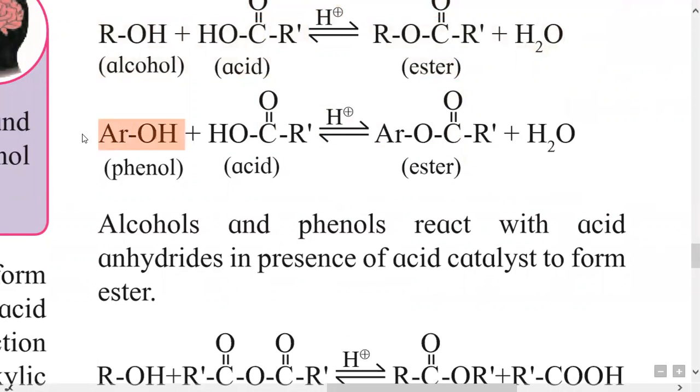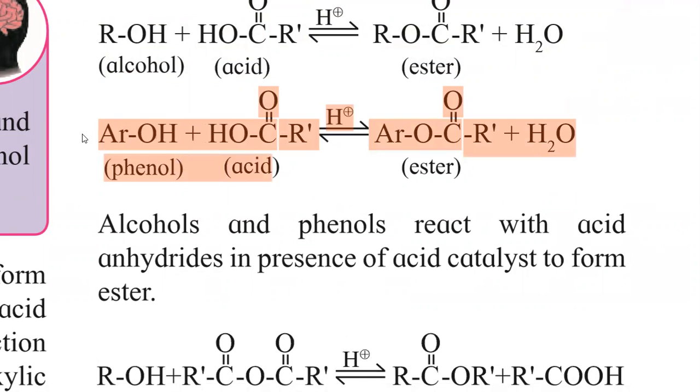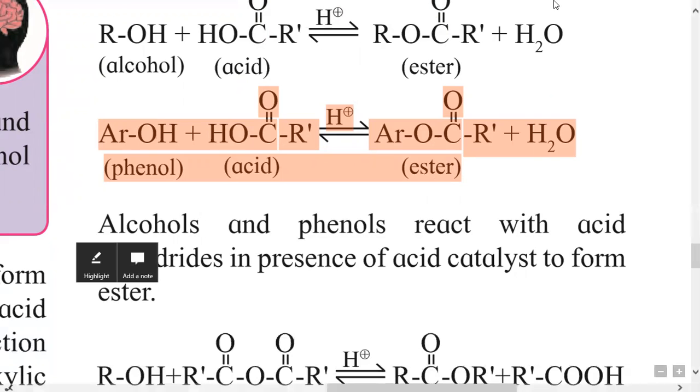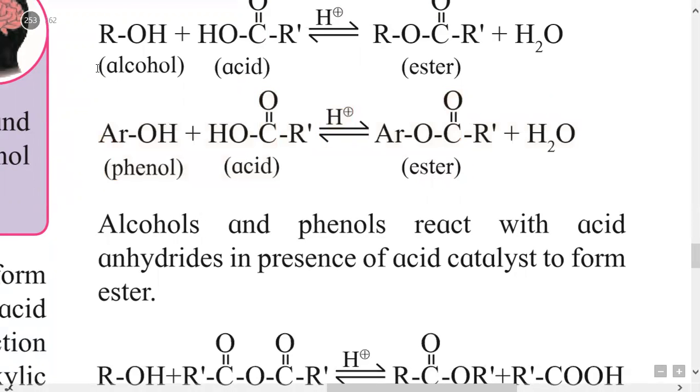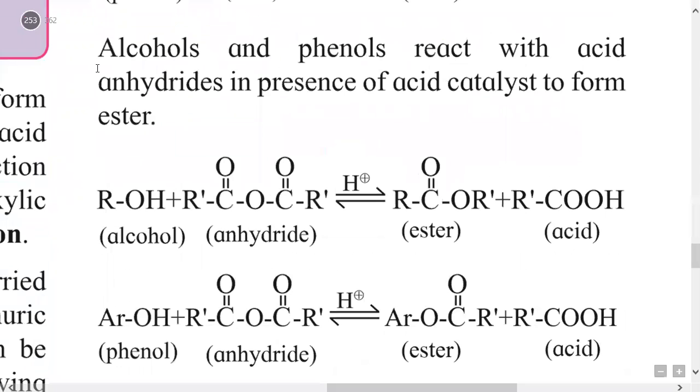Now, the esterification reaction of phenol. Phenol is represented with the general formula ArOH. When treated with a carboxylic acid, that is R-C=O-OH, this reaction again takes place in the presence of acid. We get the product ester, having the formula R-C=O-OAr, and H2O is a side product. So alcohol and phenol form esters, and this reaction is called esterification.